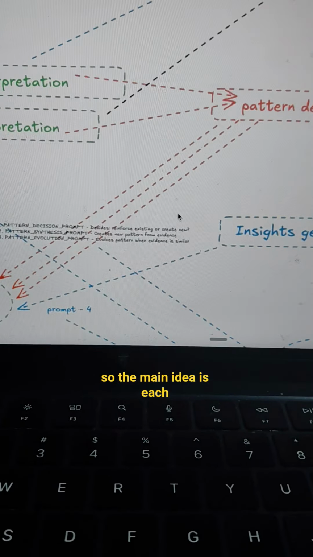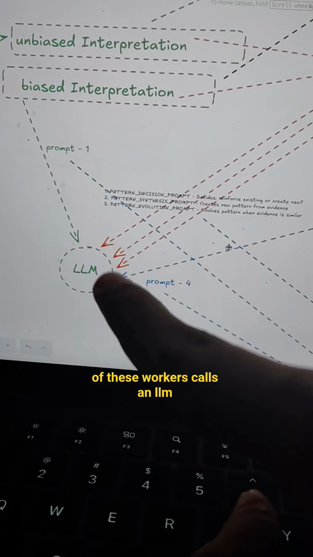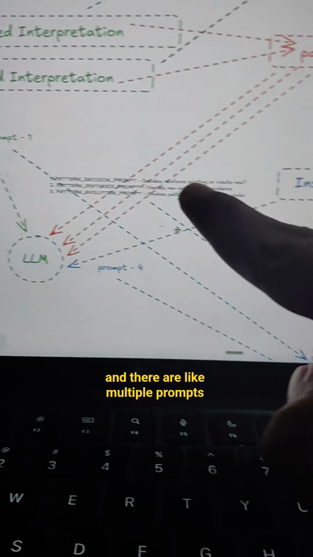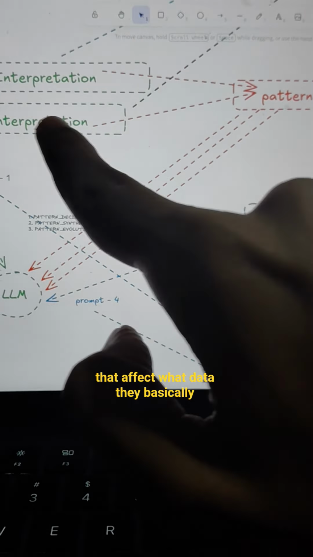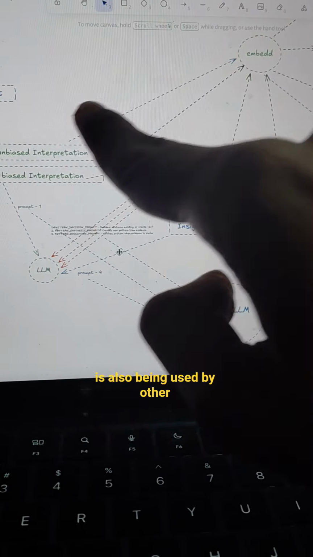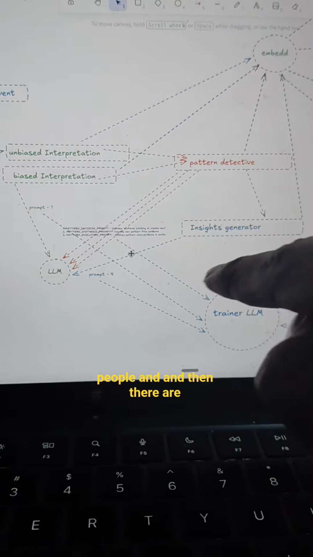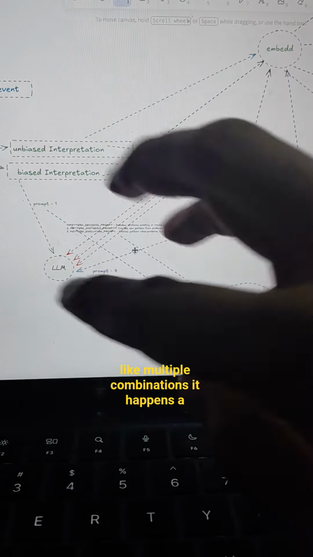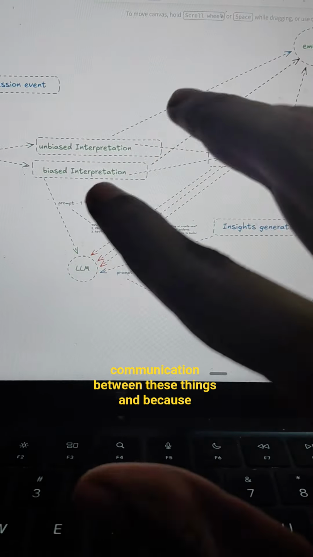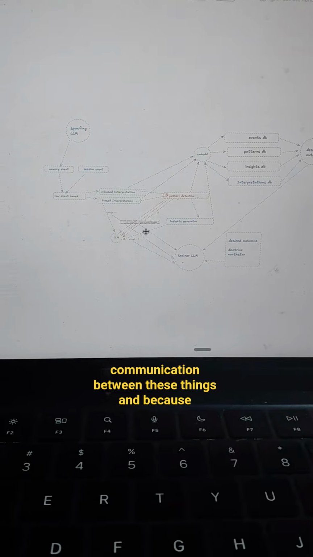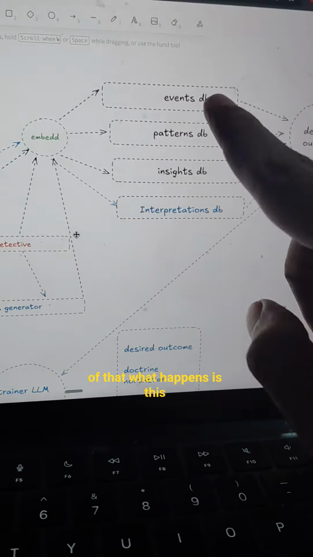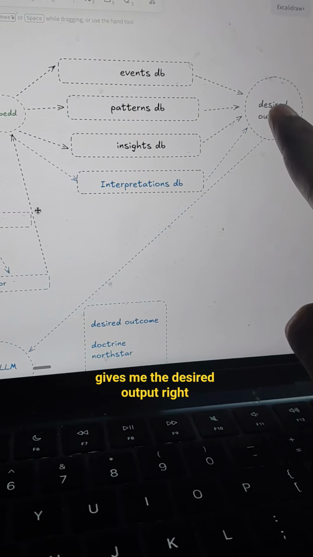The main idea is each of these workers calls an LLM, and there are multiple prompts that affect what data they get back. Because their data is also being used by other people, and there are multiple combinations, it happens a lot and there's a lot of communication between these things. And because of that, this gives me the desired output, right?